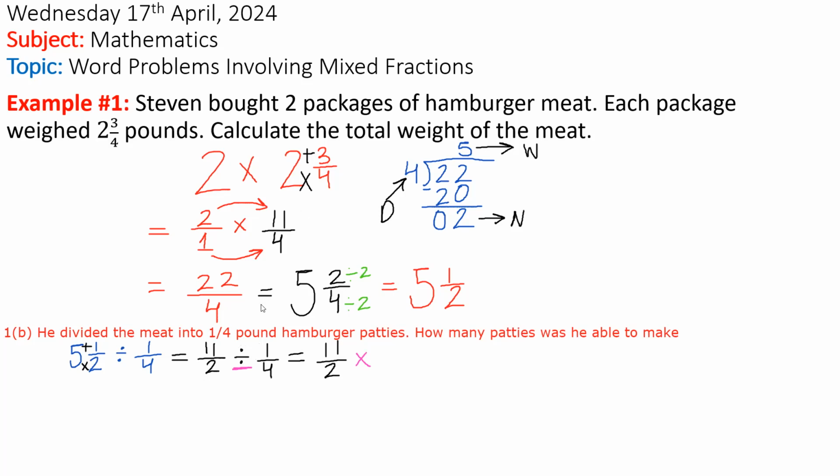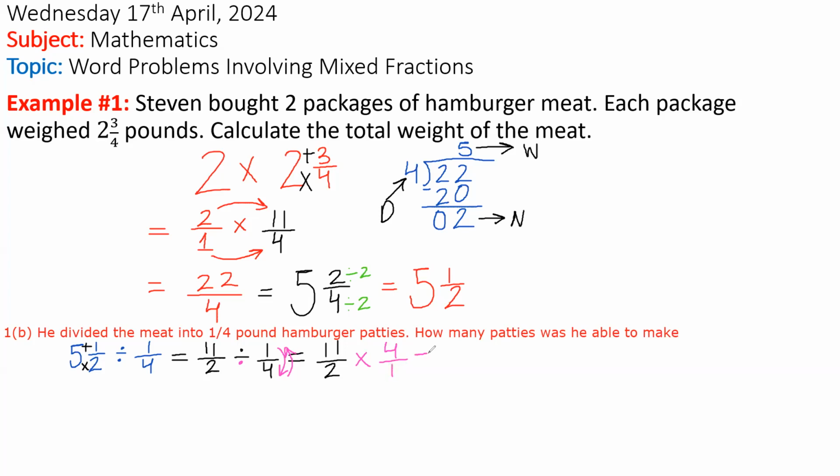And then what are we gonna do with the 1/4? Turn it around. Switch it, right? So we're gonna take the 1 and put it at the bottom and take the 4 and put it at the top. And so now we have 11/2 multiplied by 4/1.